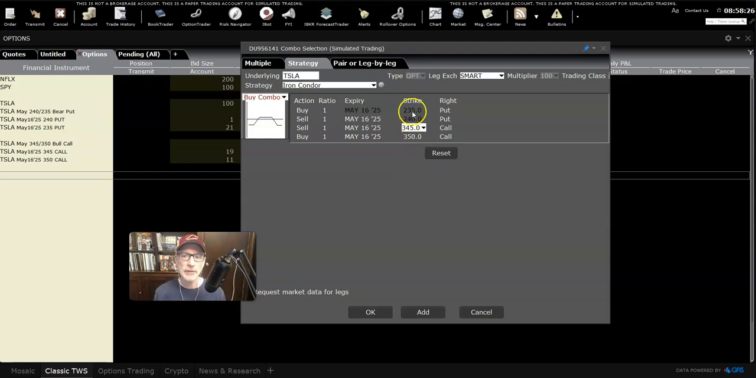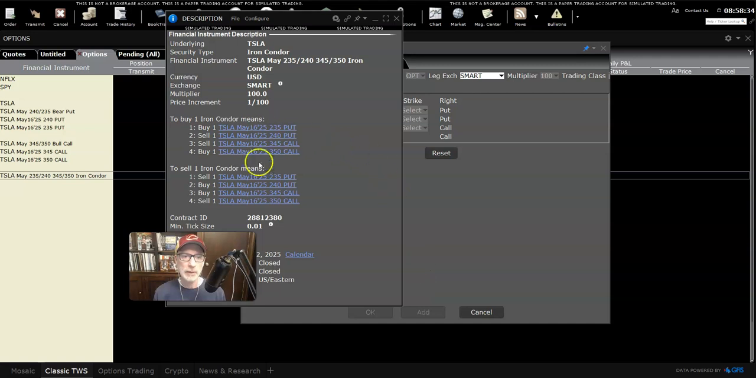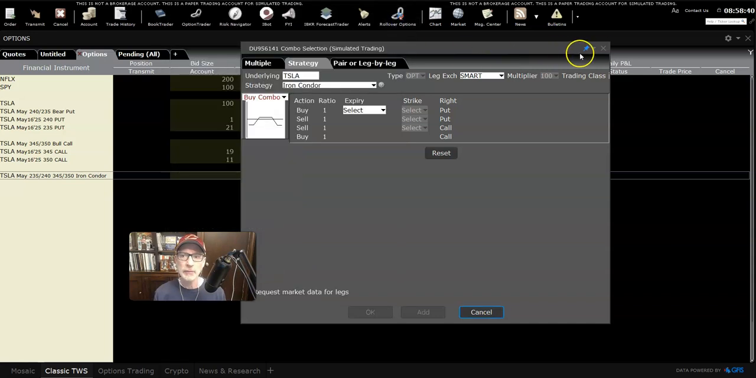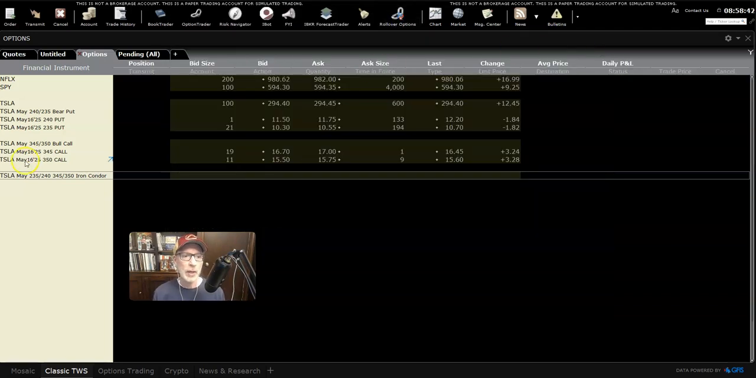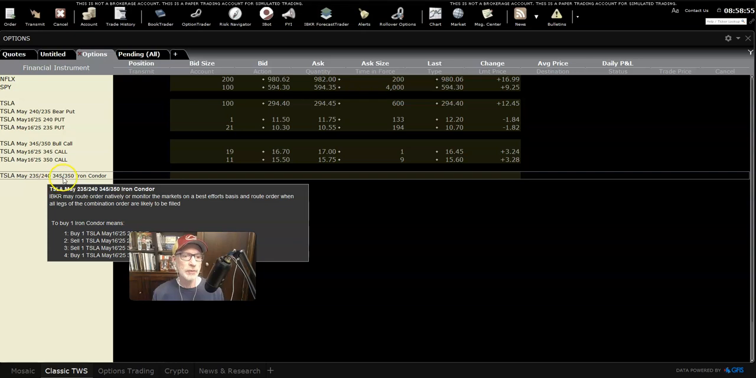350. All right, so there's $5 wide in between buying, selling the more expensive option, and we're going to click add. Okay, so here's just your window here telling you what's going to happen. And now it's set up. So what it does is now it's got the whole thing here, but since the legs are already on your screen here, these are not going to duplicate down here underneath. So it's got the 235, 240, 345, 350 condor.